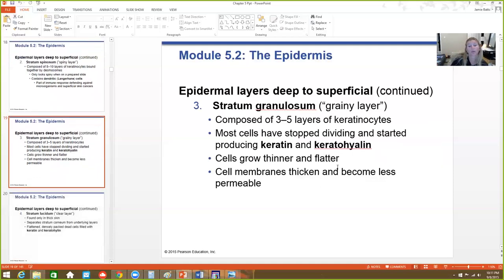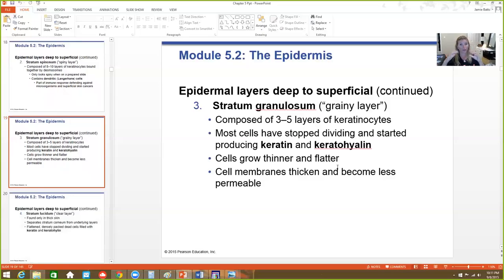Then you have the stratum granulosum. This is the grainy layer. When you look at these cells under the microscope, they look like they have little dots in them. So here's what's important to understand. Those cells at the basal layer are undergoing mitosis, and those are your stem cells. So they're creating more cells, right? And as the cells migrate up through the epidermis, they're becoming more dehydrated and they're drying out and they're filling with a protein called keratin.